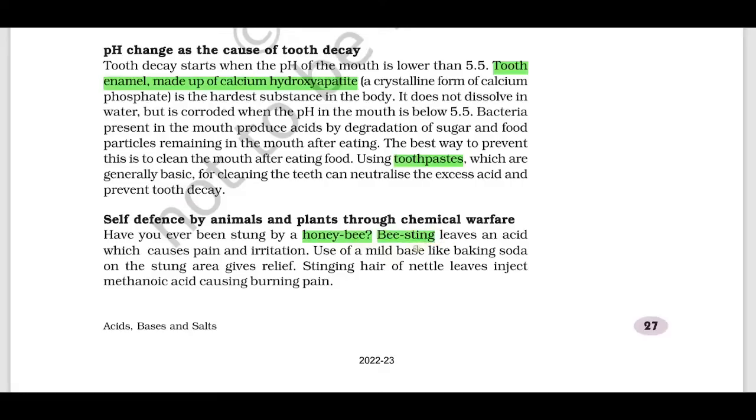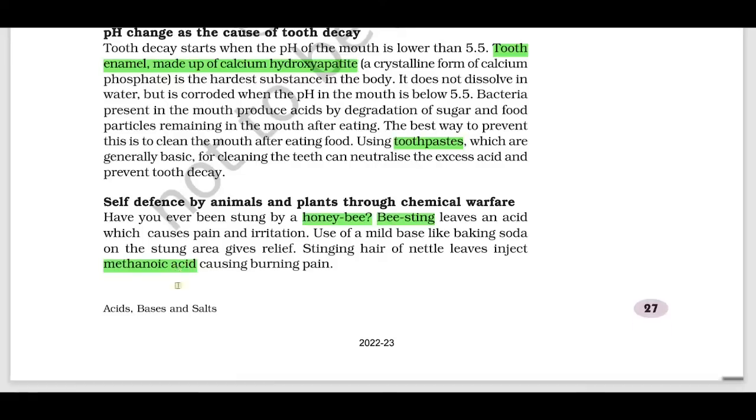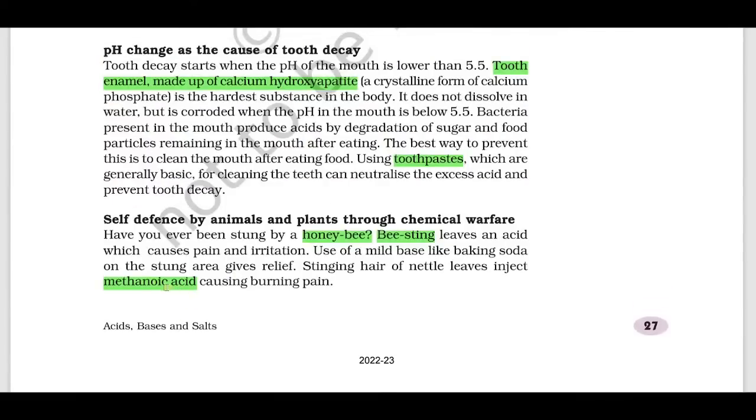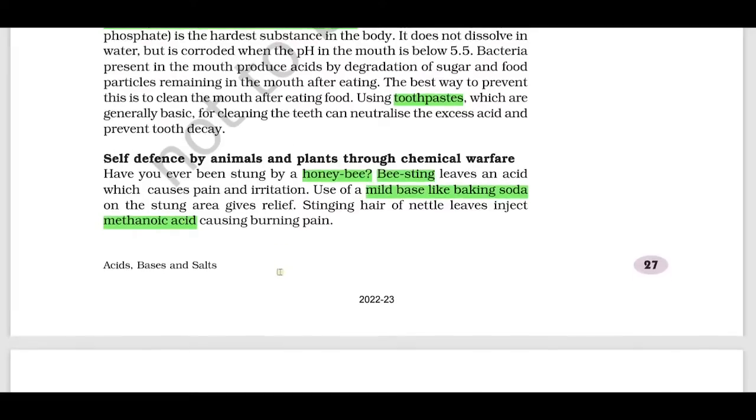A honeybee sting causes pain and irritation. It contains an acid called methanoic acid. The sting of a bee contains methanoic acid, which is another name for formic acid. How can you reduce the pain and irritation? By using a mild base like baking soda, which gives relief.